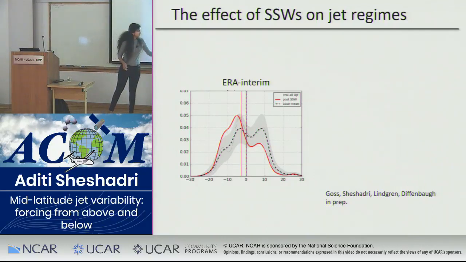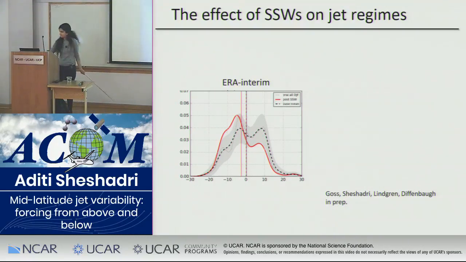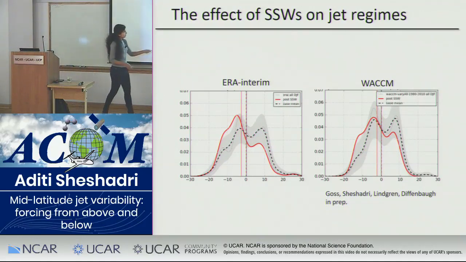Michael Goss, who is a postdoc with Noah Diffenbaugh, but has been working with us a little bit, is working on a manuscript on this stuff. Here is Wacom. It's pretty much the same story. Again, there's a decreased probability of the northern peak and a vastly increased probability of the peak that's apparently associated with blocking following sudden warming events.